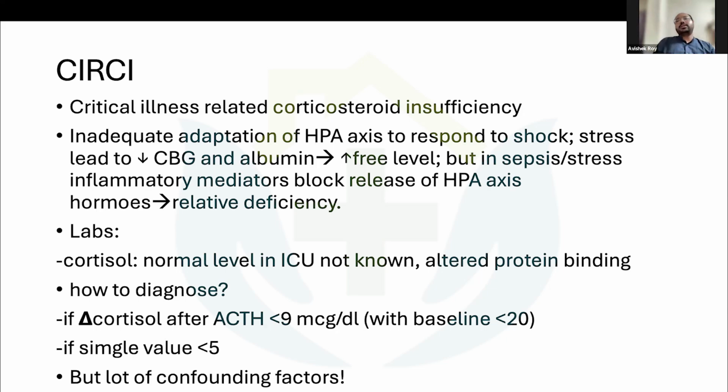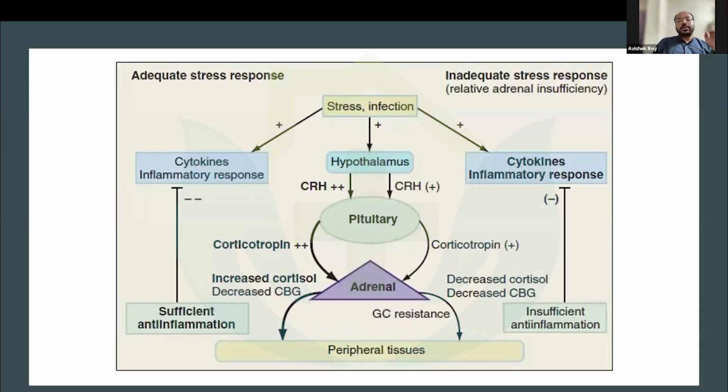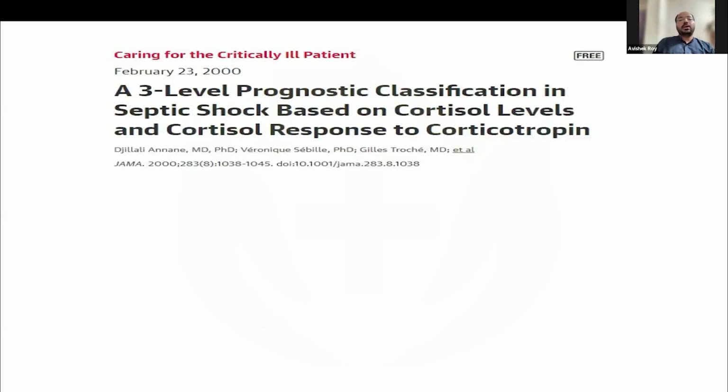A single value of less than 5 also mostly points towards the possibility of CIRCI. Now, again, these are not dogmatic or definite criteria or definition of CIRCI. I have found on the internet that, as per the guidelines also, it tells about the pathophysiology but does not tell about the exact definition. So it is a dynamic phenomenon. And again, as I said, there are a lot of confounding factors at play while diagnosing.